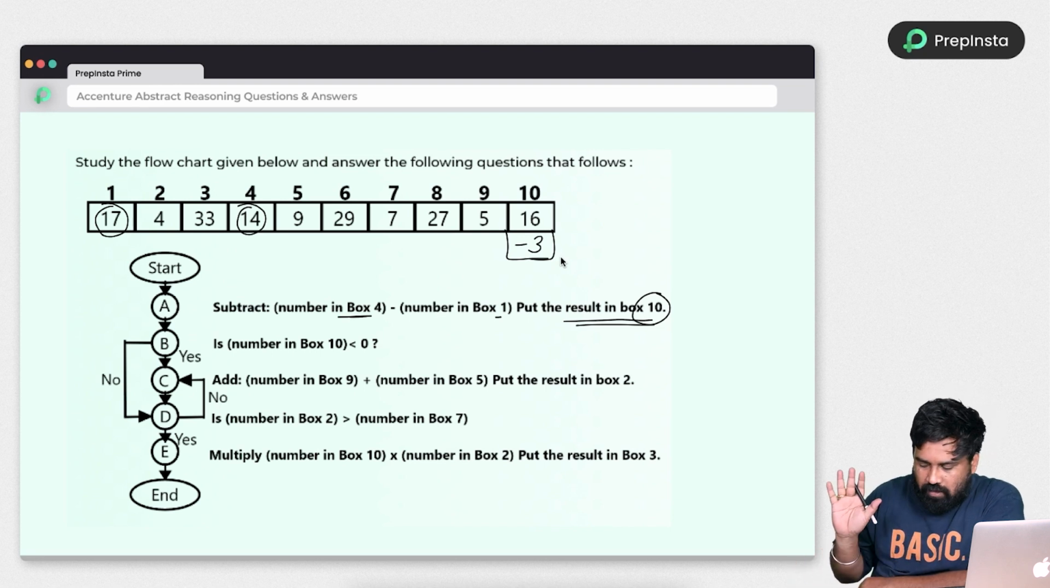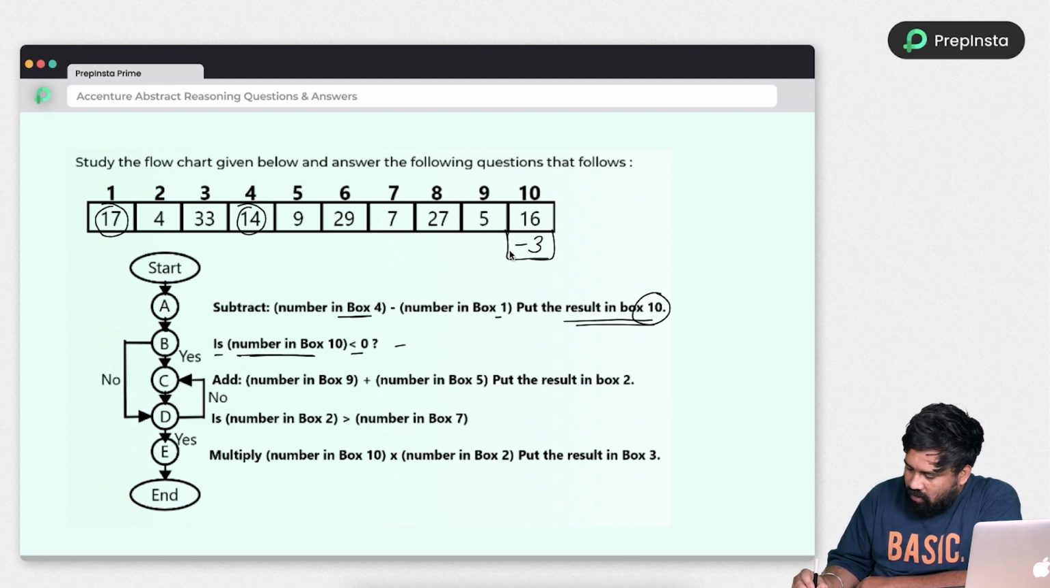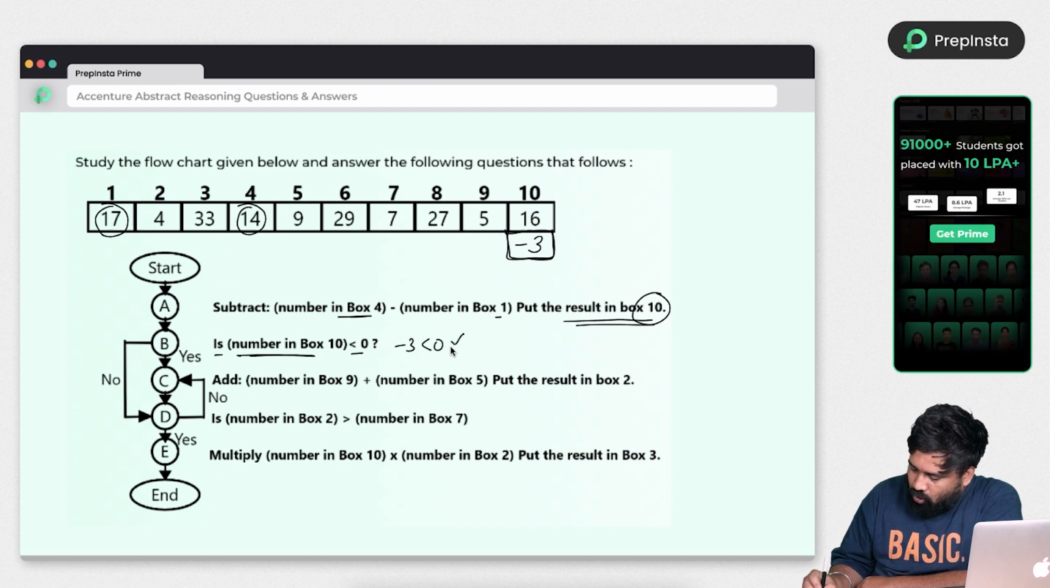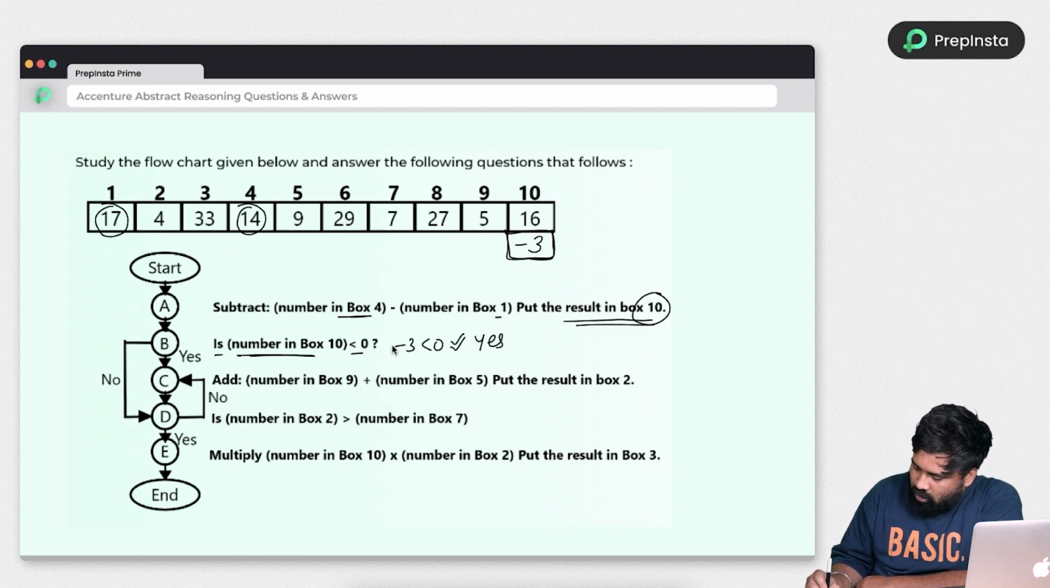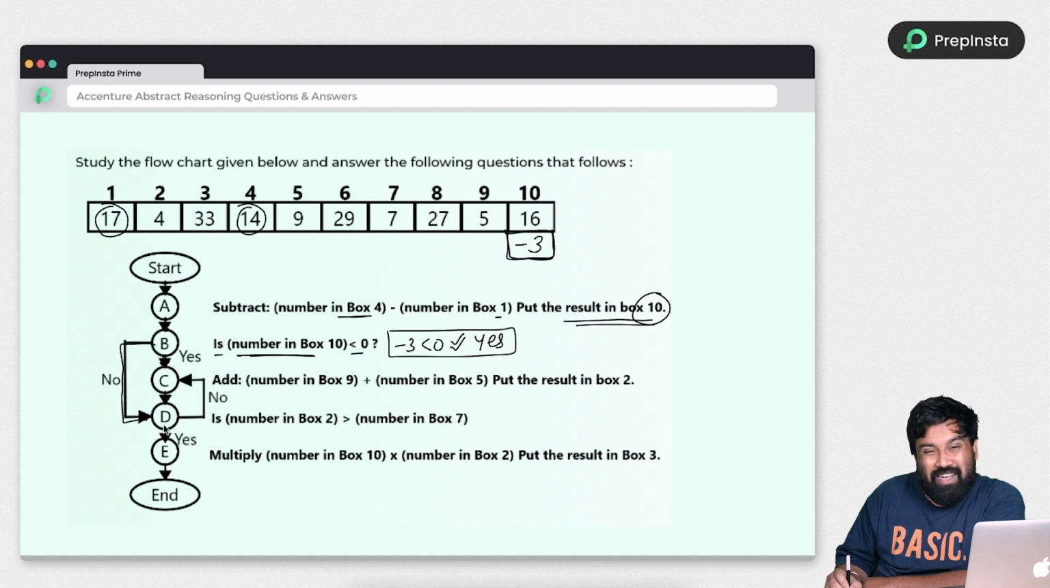Okay, that's it. Next, let's go. There are no conditions, nothing. Is the number in box 10 less than 0? Yes, the value in box 10 is now minus 3. Less than 0 is true. So if it is true, then go this way. If it is false, then you have to choose this path, so you can directly skip to D. But it is true, right? True means you don't have to go to D. You can go to C.